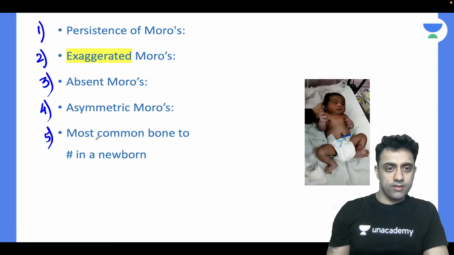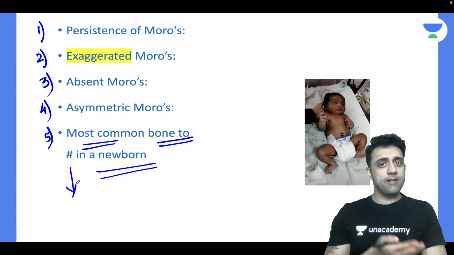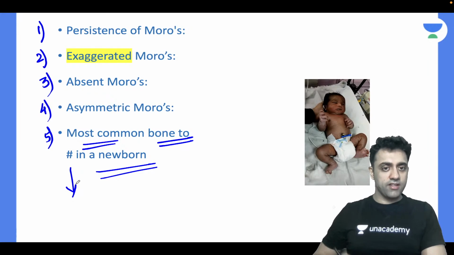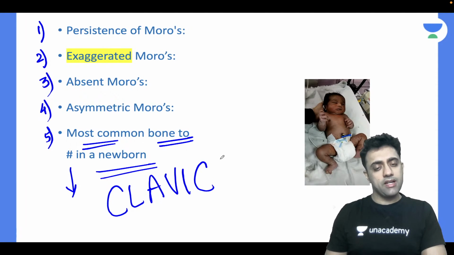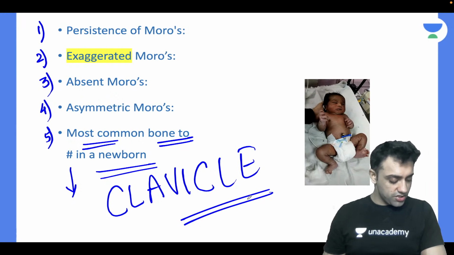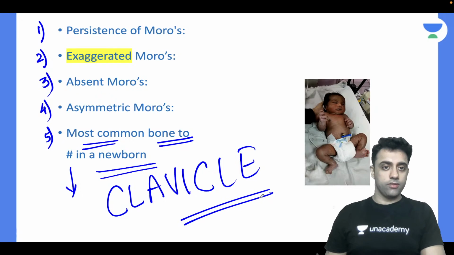Let's do the easy ones. Most common bone to get fractured in a newborn. Anyone? Even my grandmother can tell this answer. Which is the most common bone to get fractured in a newborn? Ishita? Very good. The most common bone to get fractured in a newborn is clavicle. Isha is right. Hamid is right. Exportin, it's clavicle. Sandhu, clavicle. Balaji is also right. Perfect. Very good.